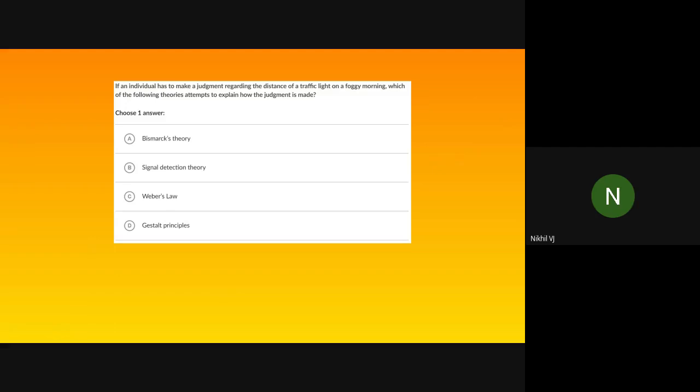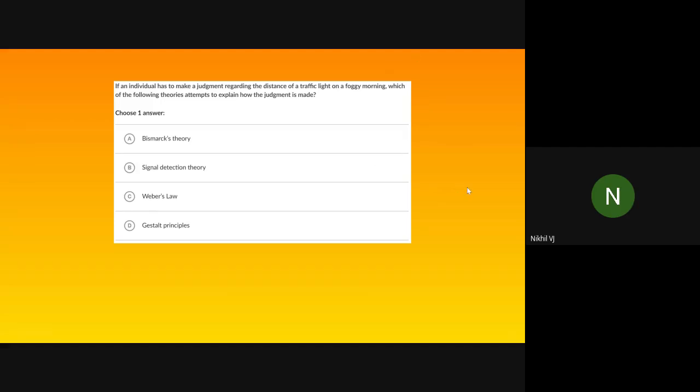Gestalt principles are talking about how we group things together based on how close they are, or if the object appears like it's connected fully, or if it looks like it's continuing to a certain distance, or if it's symmetric. Those are just how our brain perceives things and groups them together. And Bismarck's theory is something that personally I haven't heard of, and as far as I know, it's not something relevant to the MCAT. So that one can be pretty directly knocked off.